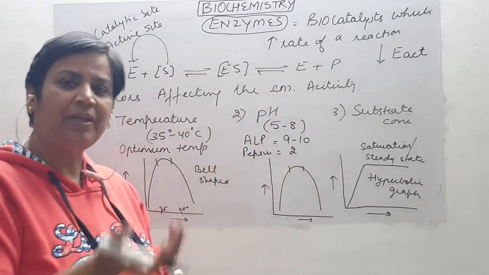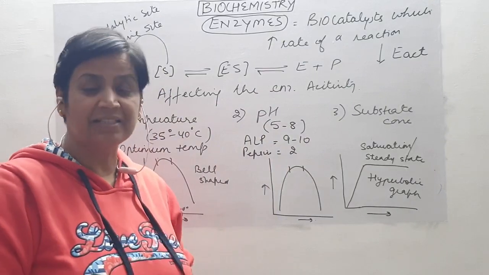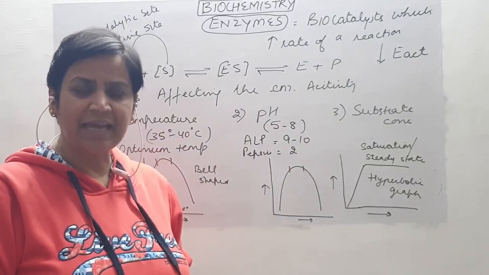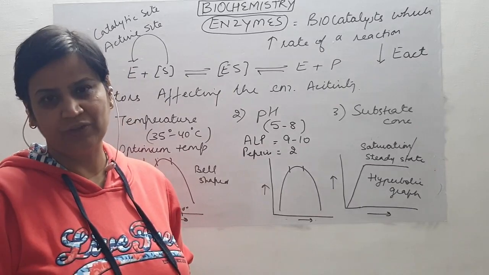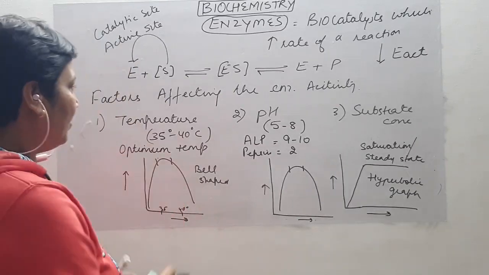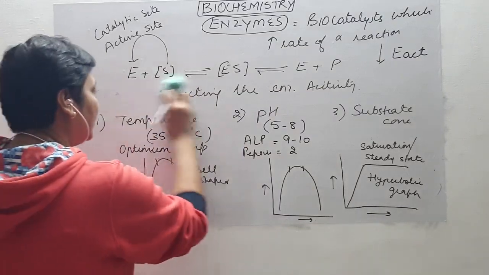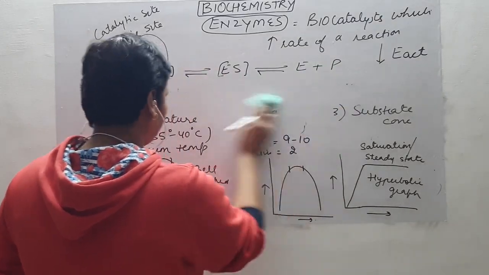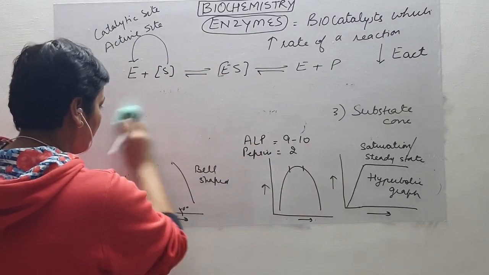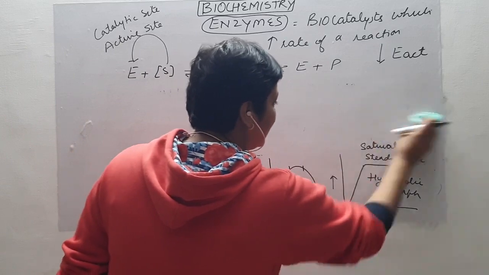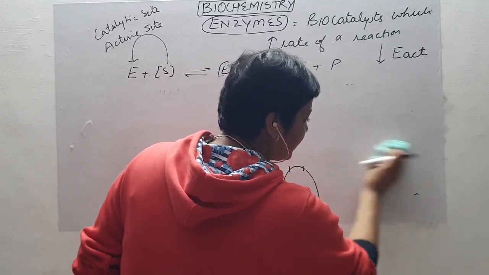Other factors can be inhibitors, activators. They will automatically either increase the activity of the enzyme or they will decrease the activity of the enzyme. But these are the 3 important ones. Then we come over to another segment. Another segment of this is enzyme kinetics.